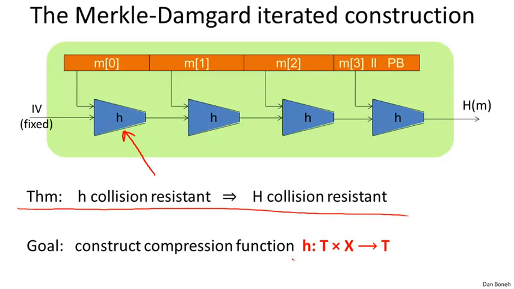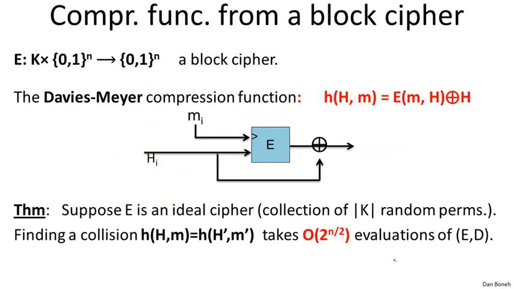So now in this segment, our goal is basically to build a compression function that is collision resistant. We're going to see a couple of constructions. The first question that comes to mind is, can we build compression functions from primitives that we already have? In particular, we spent a lot of work to build block ciphers. The question is, can we build compression functions from block ciphers? And the answer is yes. Let me show you how to do it.